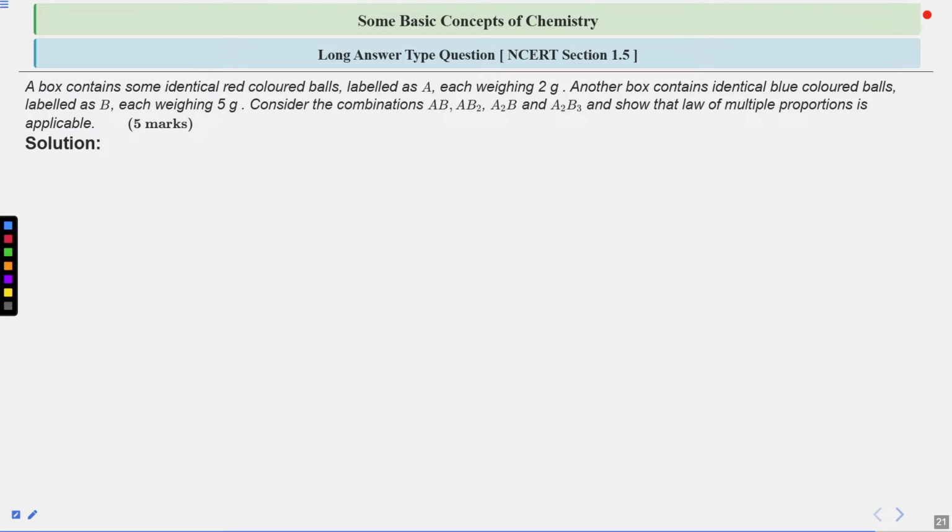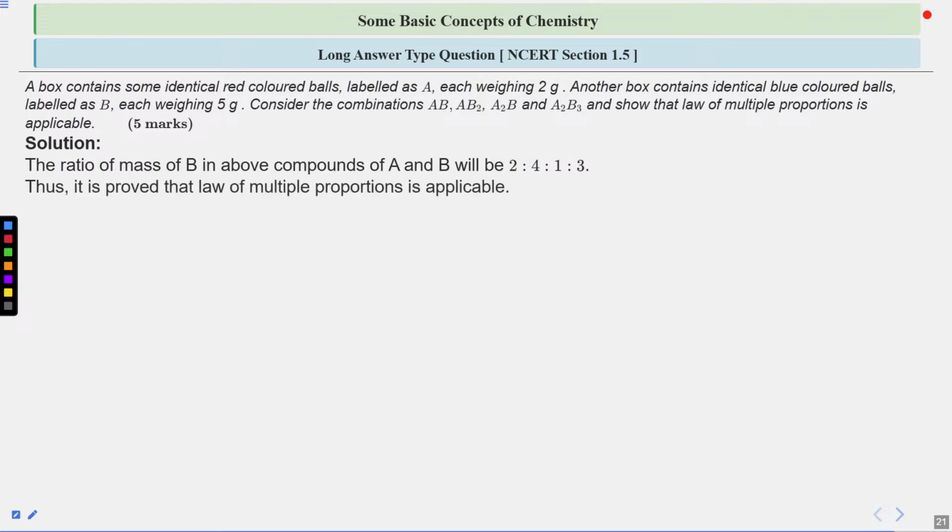So how will we solve it? This was the ratio that we get if we take the ratios of B in all the compounds. And since all these ratios are simple whole number ratios, it is following the law of multiple proportion. This will comprise the remaining 2 marks.